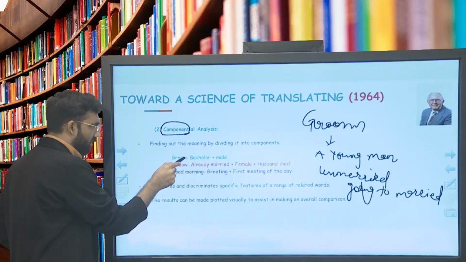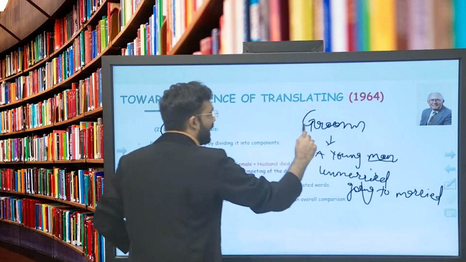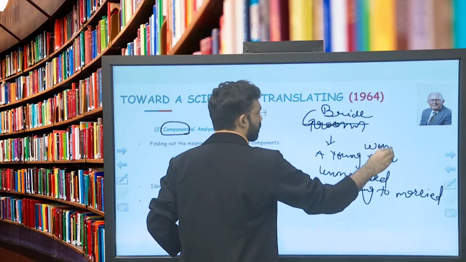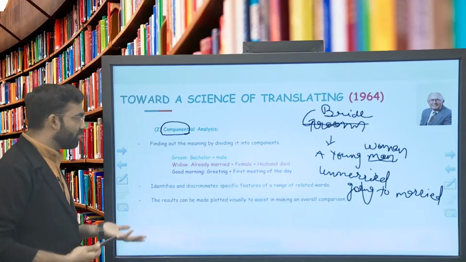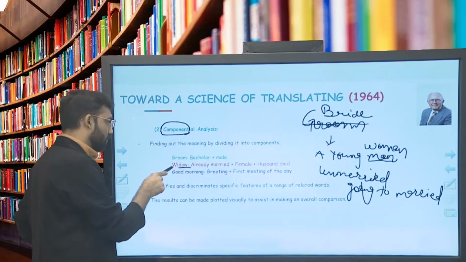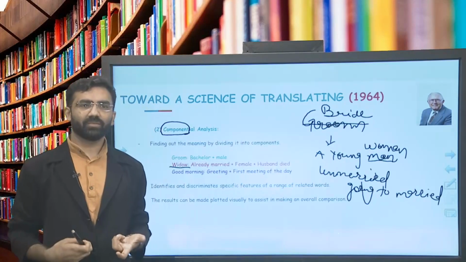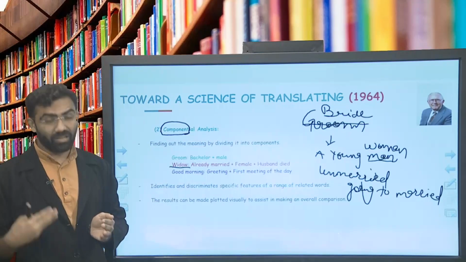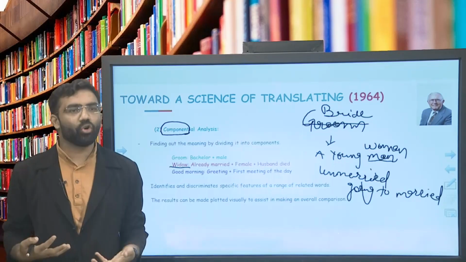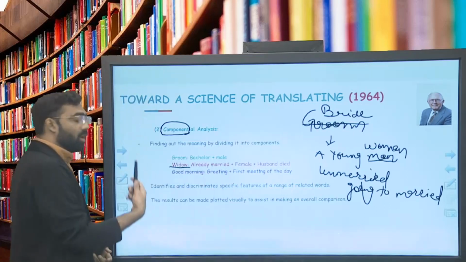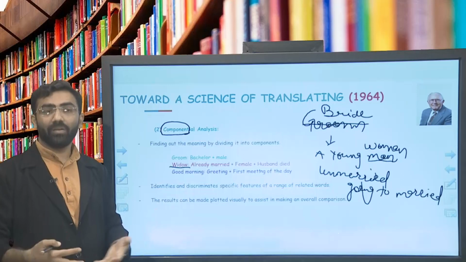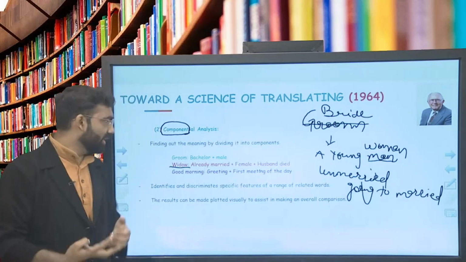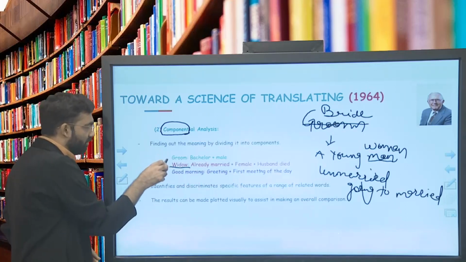When you talk about groom, it's a man. Suppose the moment I remove groom and I write bride, then it would be a young woman, unmarried, queen of the wedding day. Widow. When do you use the word widow? Widow is somebody who is already married, a woman whose husband is dead, whose husband is no more: female, husband died. Good morning: a formal, friendly greeting when you meet for the first time of the day. So these are the components of those words.